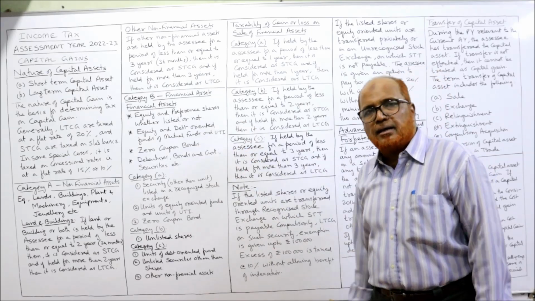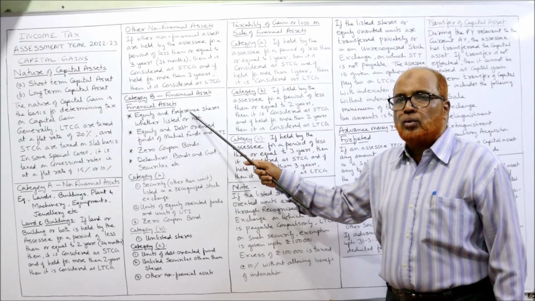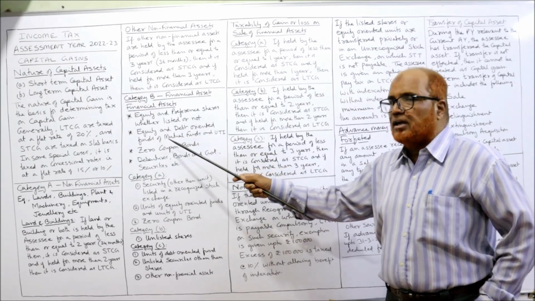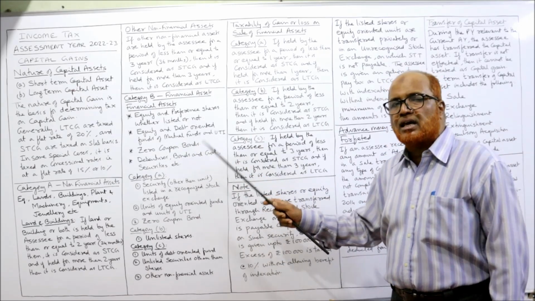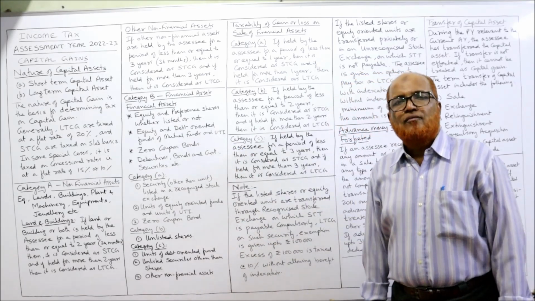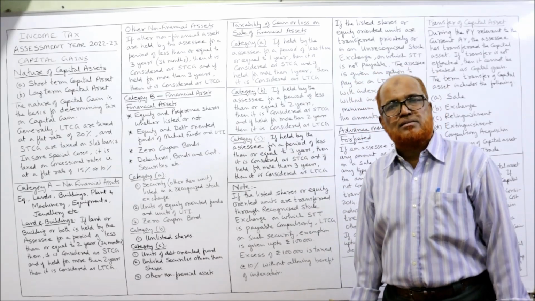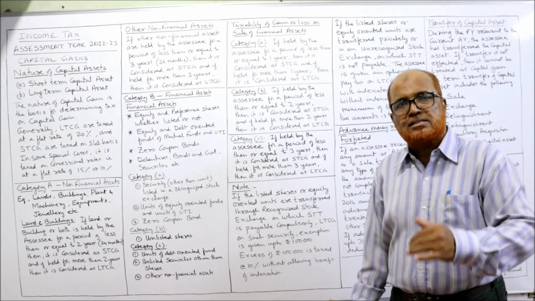Next comes category B, that is financial assets. So what are the financial assets? Equity and preference shares, whether listed or not, and equity and debt oriented funds of mutual funds, UTI, zero coupon bond or debentures, bonds and government security. These are the examples of financial assets. For the sake of understanding the taxability of financial assets, we divide it into 3 categories. Category A, B and C.